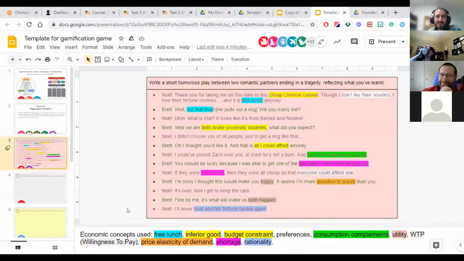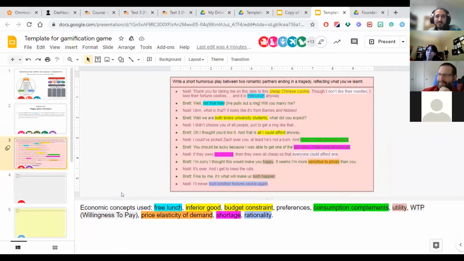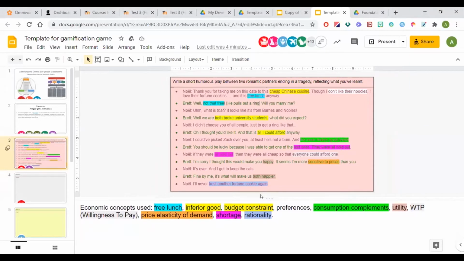Now, let me share this. My students actually wrote that. This was written by my students. I touched it up a little bit, but if you look at the bottom, there is the notes section. And even if you're not an economist, you can see some of the connections here.